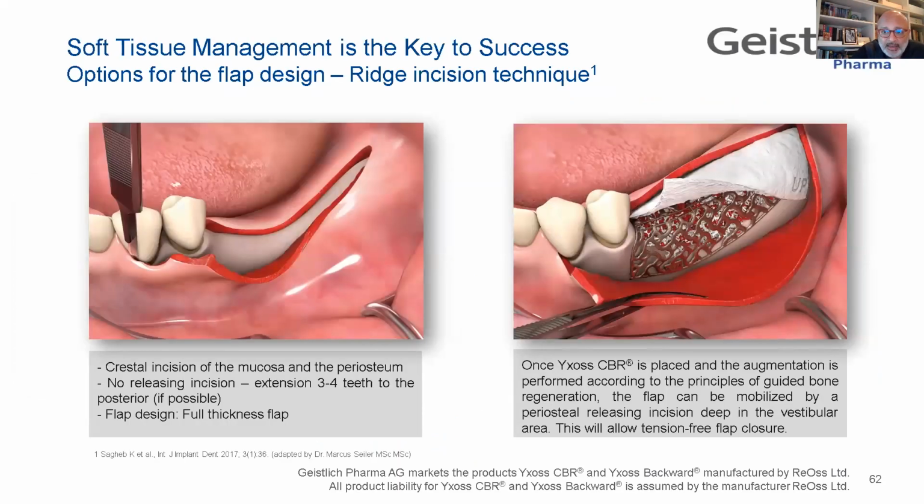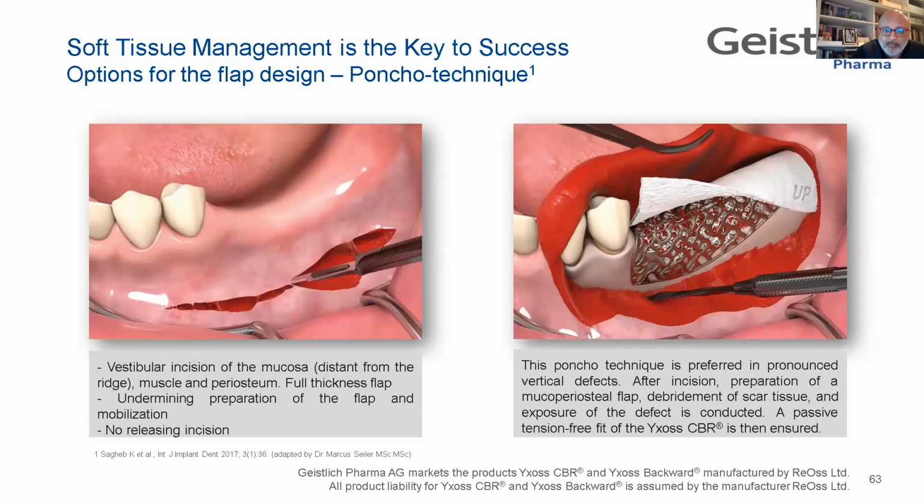There's a crestal incision with relieving incisions, over 3 to 4 teeth. There's a full thickness flap, placed according to the principles of guided bone regeneration, and you want to mobilize that flap. So first of all, once you've done the perforations, the first thing I do is periosteal relieving incisions to mobilize the flap, so that we don't have problems trying to get down there and doing relieving incisions once you've got bone and membrane and everything else in there.